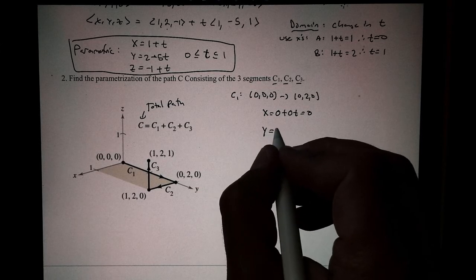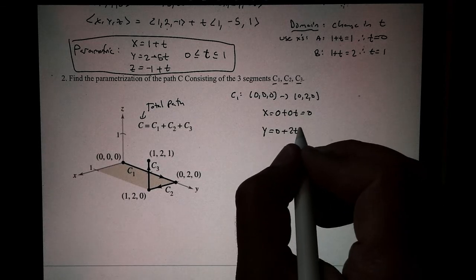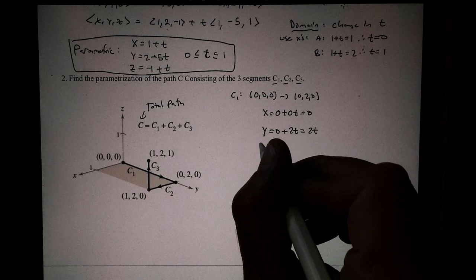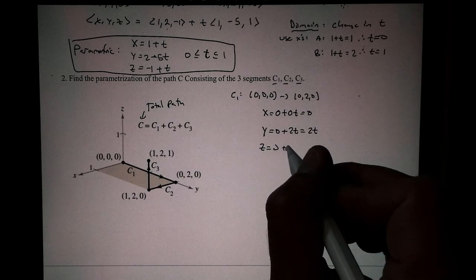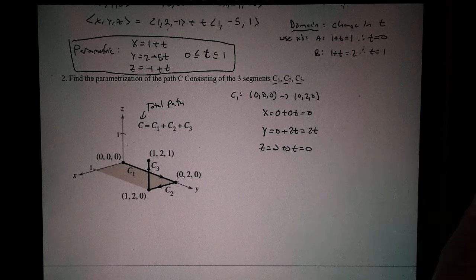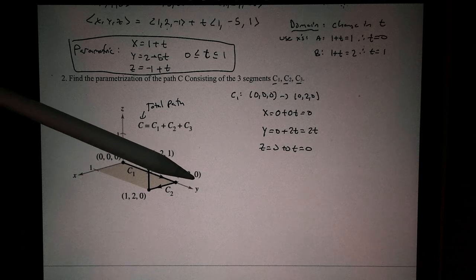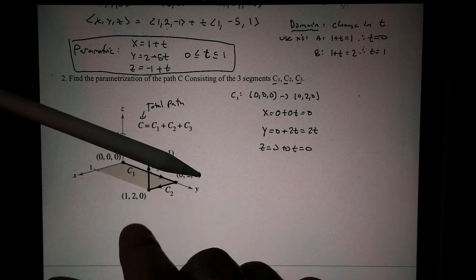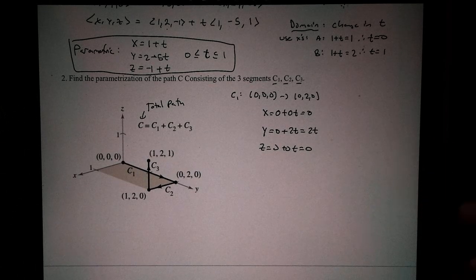My y starts at 0, but my y is increasing by 2, so it goes plus 2t, and that's just 2t right there. My z starts at 0, I'm not increasing it, so it's again plus 0t, and that's just 0 right there. And it should make sense. For C1, my path 1, the only variable changing is y. My x's and z's remain the same. There's 0 change in there.